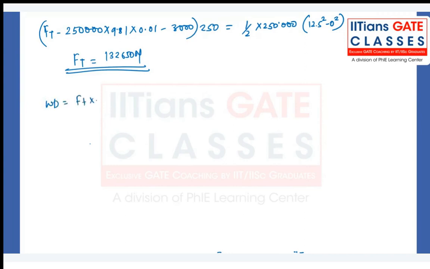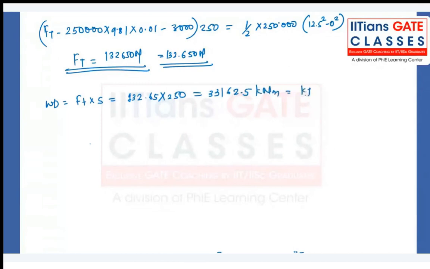And if you put into this, work done is what? Ft into s. Work done by locomotive is 132.65 into 250, and that is 33162.5 kilonewton meter, and you can also call it a kilojoule. Okay, 33162.5 kilojoule. Okay, I hope you are following it.